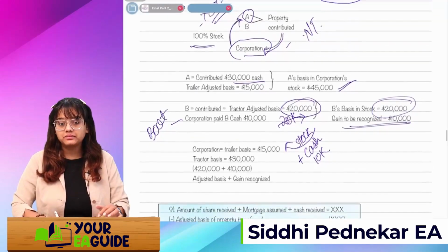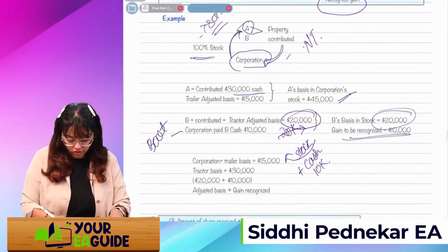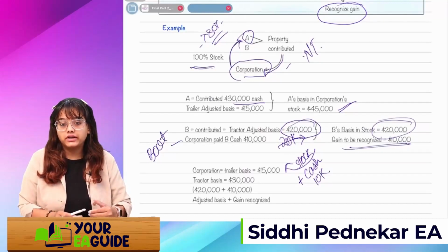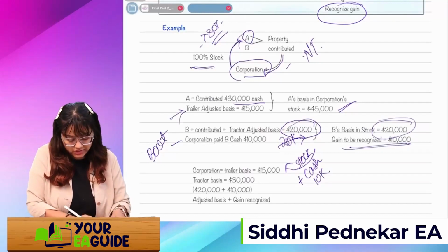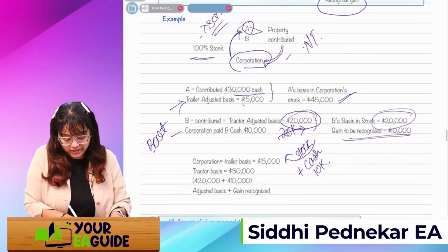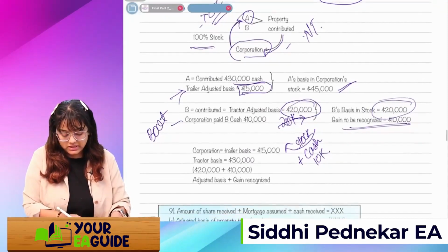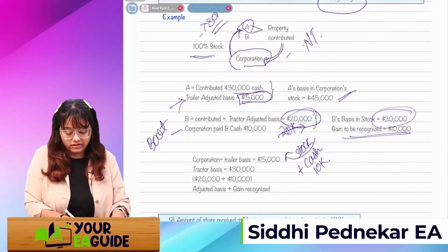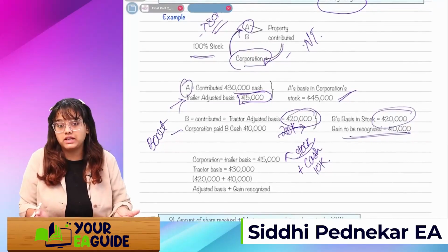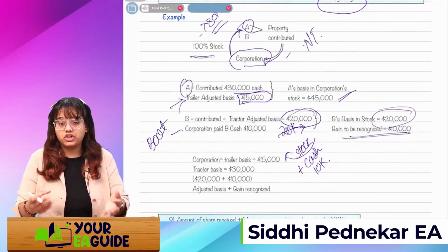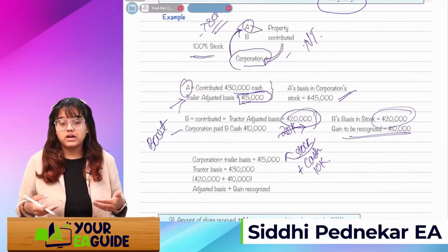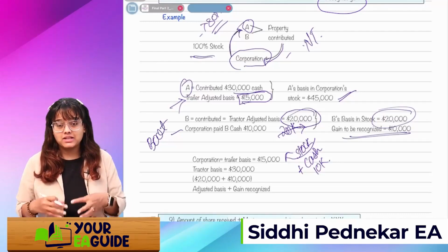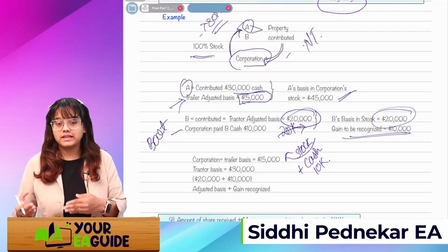All right. Now, at what amount should the corporation record the trailer which it is receiving from A? It will be directly 15,000, whatever is the basis of the trailer, plus any gain recognized by A. A is not going to recognize any gain, right? He is just contributing. He is not receiving anything apart from the stock. Anything received apart from the stock will be considered for recognizing gain.